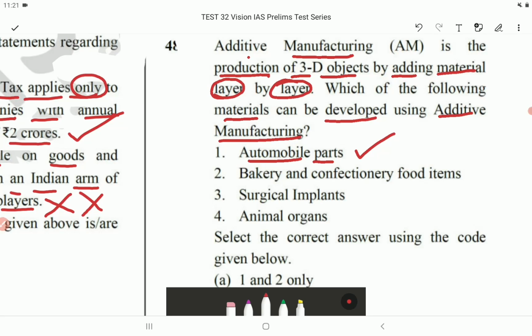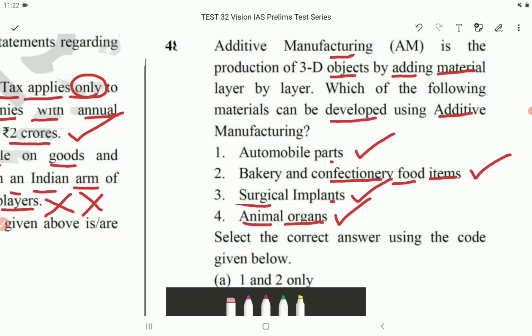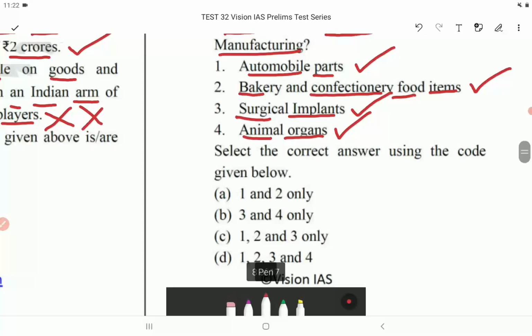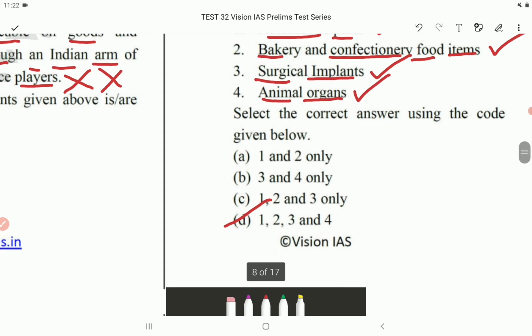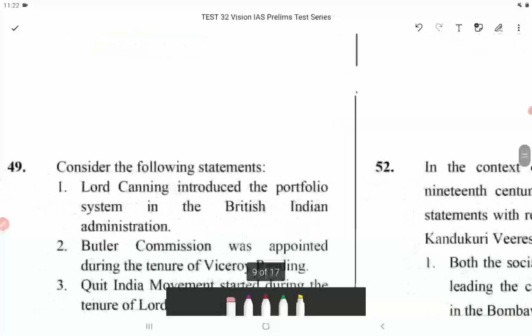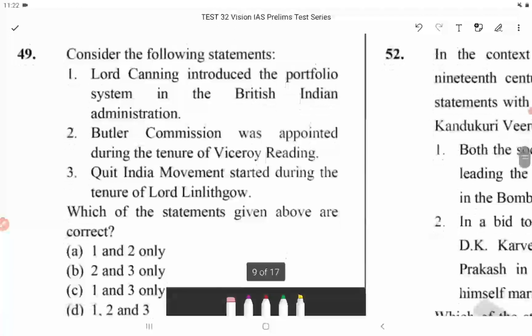Number 2, bakery and confectionery food items. This is also correct. Number 3, surgical implants. Correct. Number 4, animal organs. It's also correct. Select the correct answer using the code given below. The correct answer is option number D, that is 1, 2, 3 and 4. Now let's come to next question, that is question number 49.